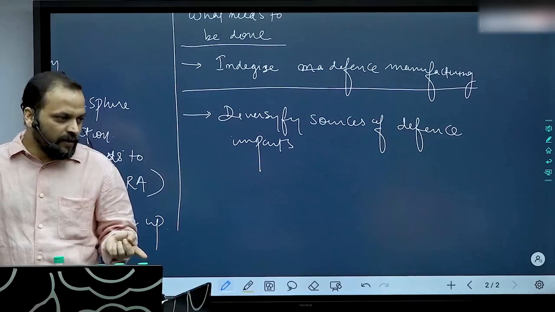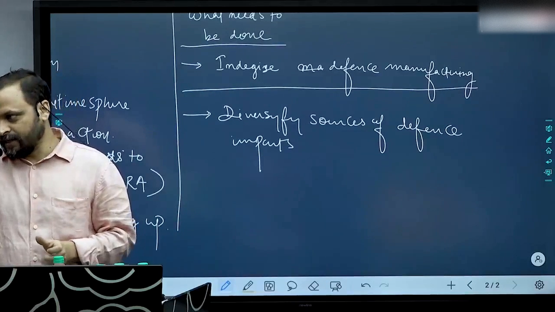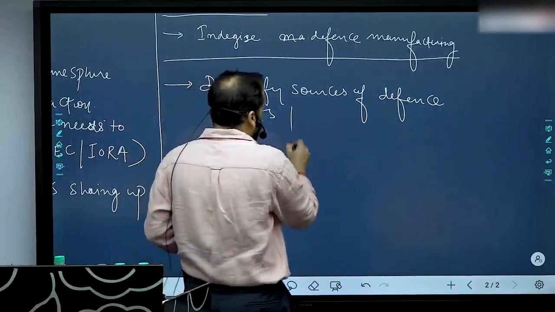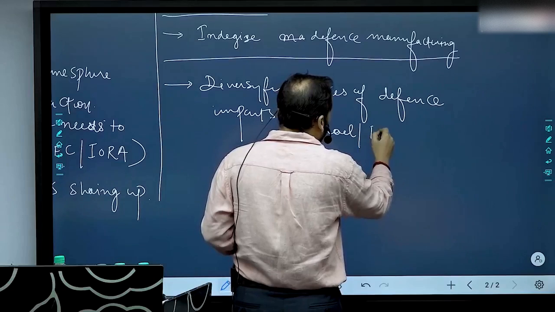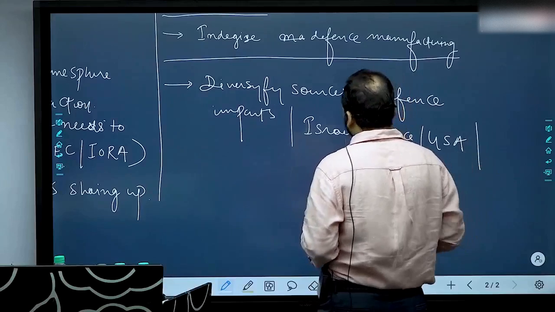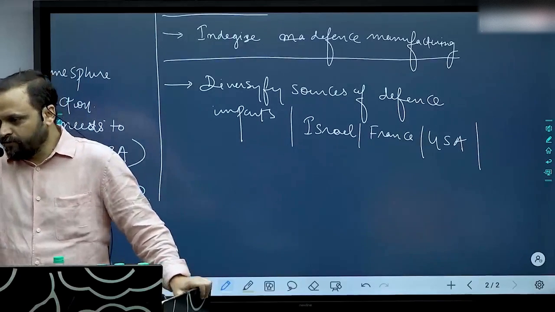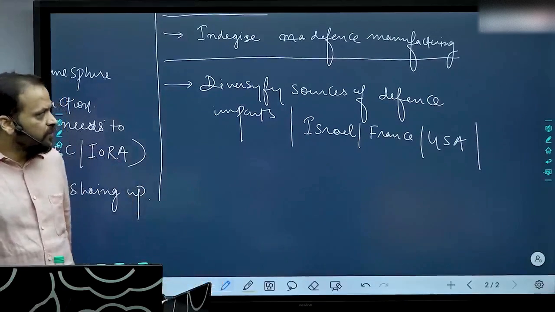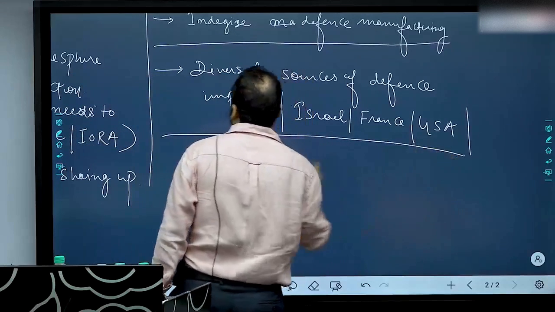When Russia is in trouble, we have to think about how we balance our relations with other countries. Because traditionally we have been dependent on Russia. So diversify sources of defense imports. We now have an increasing list of countries from whom we buy: Israel, France, USA, most importantly in recent times. But we can acquire certain capabilities from Japan, and from the UK in the future. So we need to keep working on these capabilities, diversify sources of defense.